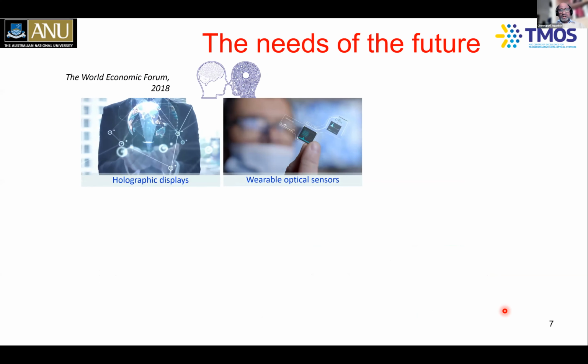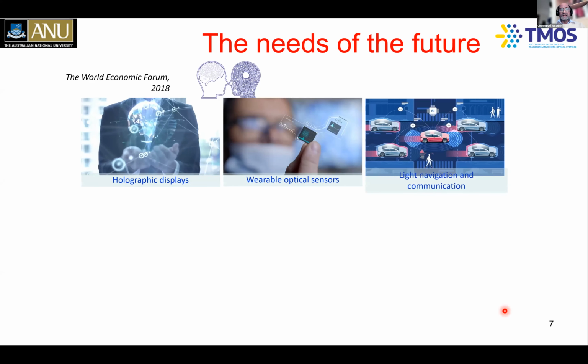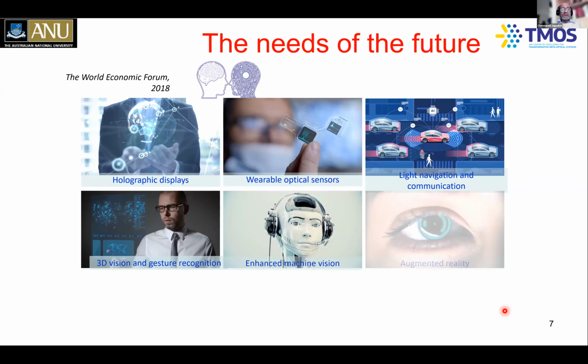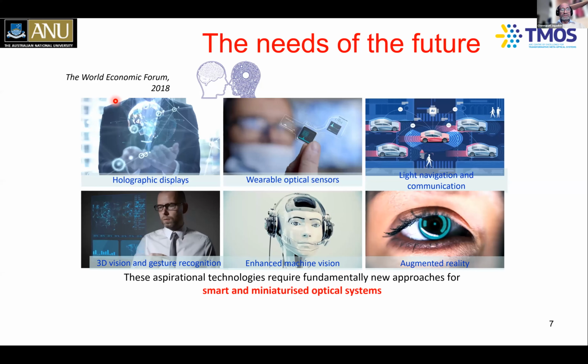So the World Economic Forum has identified the technologies needed for the future. They've identified various technologies. These include holographic displays, which could be holograms coming out of your phones, for example, to give a three-dimensional image of the people you're interacting with, particularly your families.